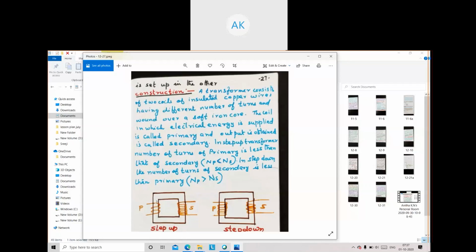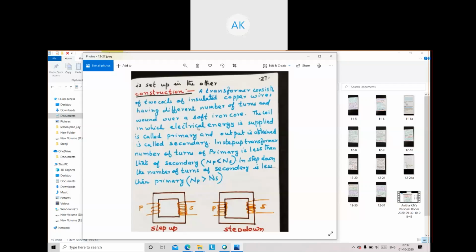This is soft iron. Do you know why soft iron is used? Because whatever flux change is there will be linked with the secondary coil. With soft iron, the flux linkage will be more. Maximum flux will be linked with the secondary. That is why we take a soft iron core to wind these copper wire coils.